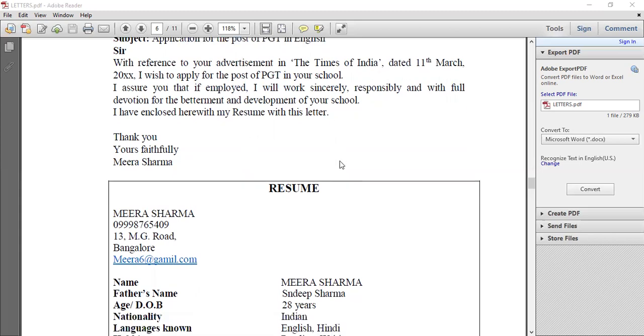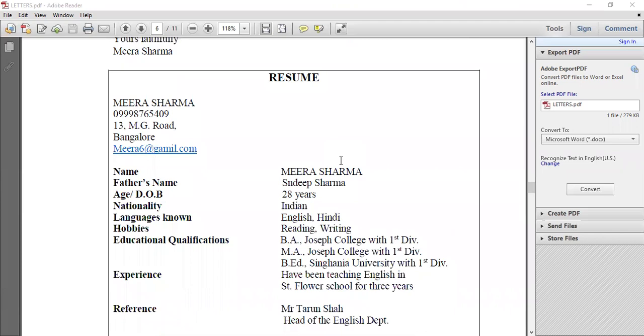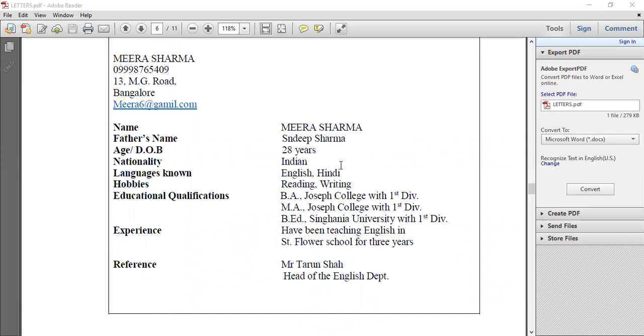And now you are seeing a very ordinary resume prepared by Meera Sharma. You could see the resume heading in capital letters, and you have to prepare this in a systematic arrangement. You have to do a framework divided into two parts. One page should be used for your resume. On the left side, you write the sender's name, phone number, mail ID, and residing address. Then you can start your resume: name, age or date of birth, nationality, languages known, hobbies, education, qualification, experience, personal strength, reference. This is the way you have to write.